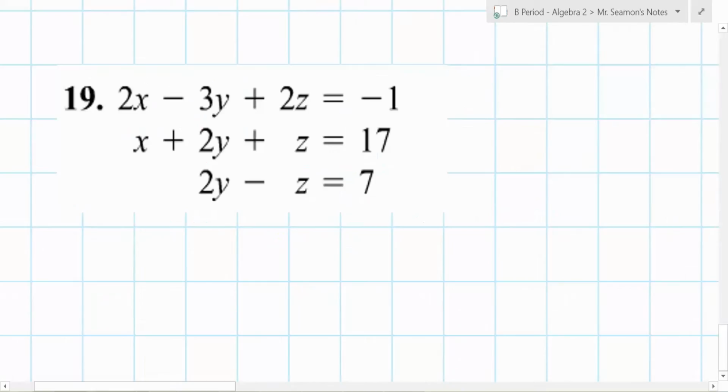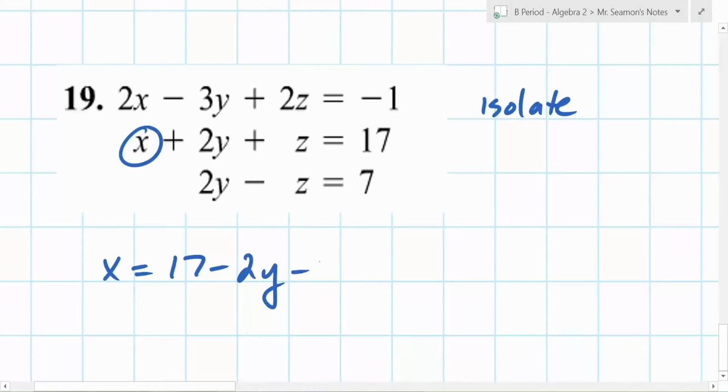The same work. So what's that first step we like to do? What's the first step? Elimination. We could do elimination, but we're not going to use elimination on this one. We need to isolate first. Our first step is always going to be isolate on these. And you get to choose which one you want to isolate. Which one do you want to isolate, Gabby? I want to isolate the x in the second. You want to isolate x right here? Absolutely. So if we isolate x right there, what does x equal? 17 minus 2y minus z.